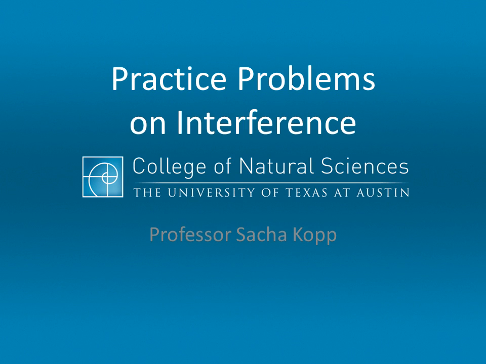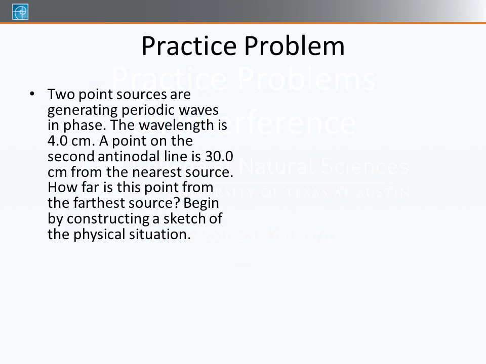Let's take a look at a practice problem dealing with the stuff we've just covered. We're going to look at interference from two sources. The question is, if we have 2 point sources generating periodic waves in phase, meaning they're both going up at the same time and both going down at the same time, and the wavelength of each is 4 centimeters long.